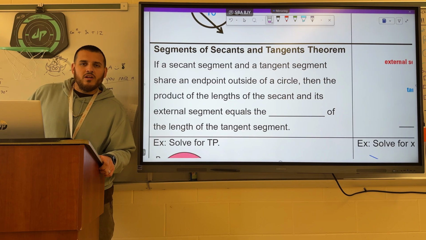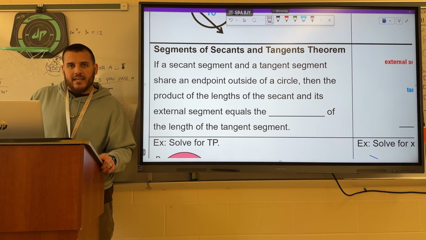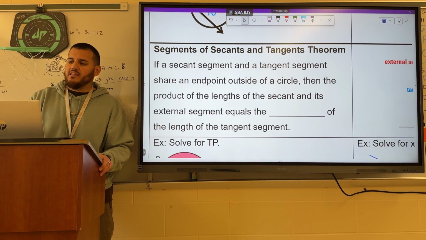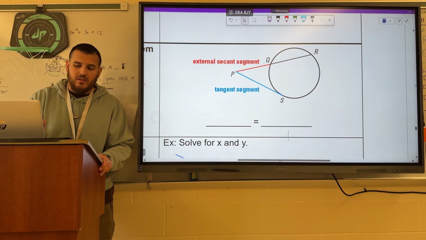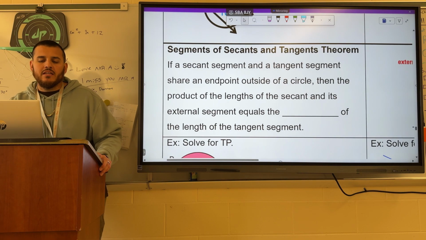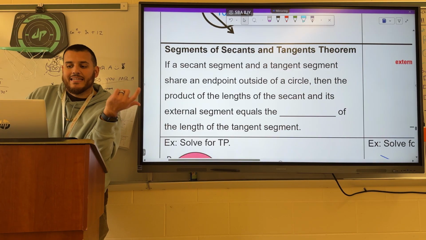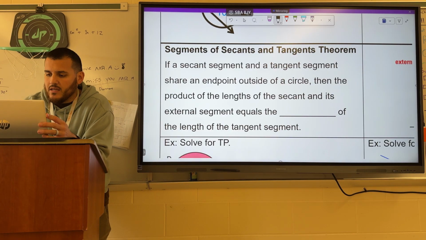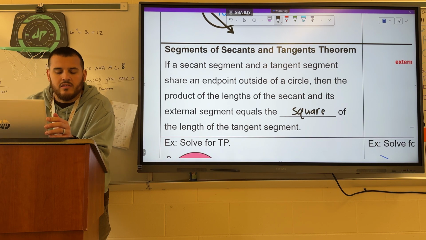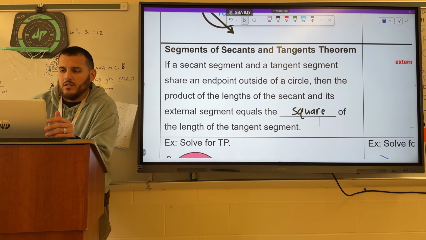The last theorem we're going to learn here involves a secant and a tangent. So if we have a secant and a tangent intersecting like this in this figure, what we're going to have is the same product for the secant, so the external portion and the entire secant, and that is going to be equal to the square of the length of the tangent segment, okay?